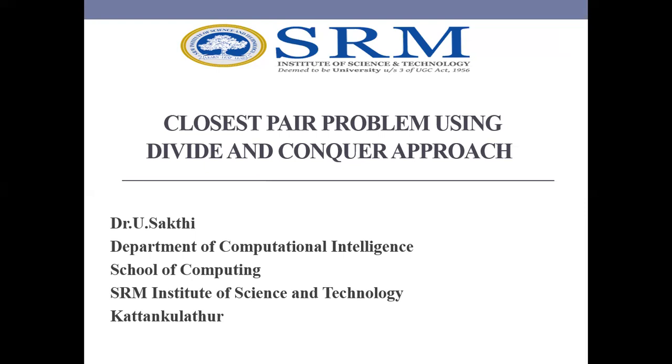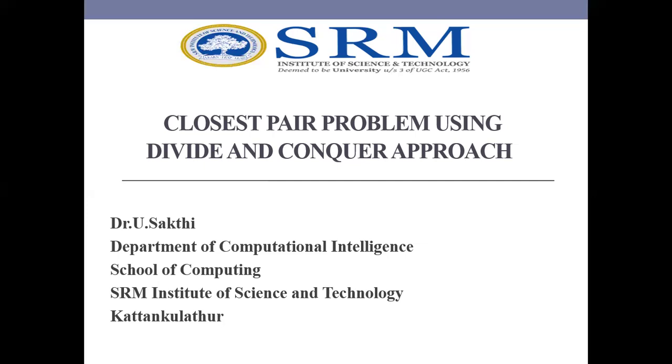There are n number of points in a two-dimensional space. We are finding the closest pair of points among n number of points. The closest pair is the pair where the distance between the 2 points is minimum. That is the closest pair: which pair has minimum distance. That is called the closest pair among n number of points in a two-dimensional space.